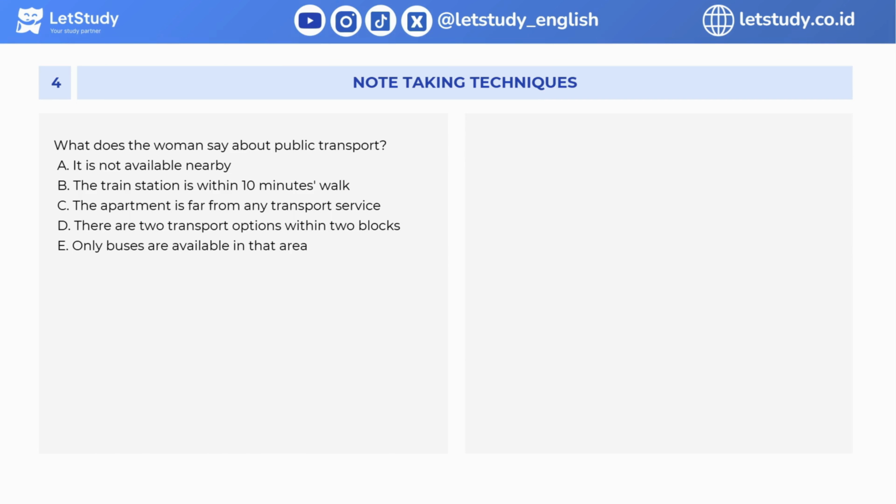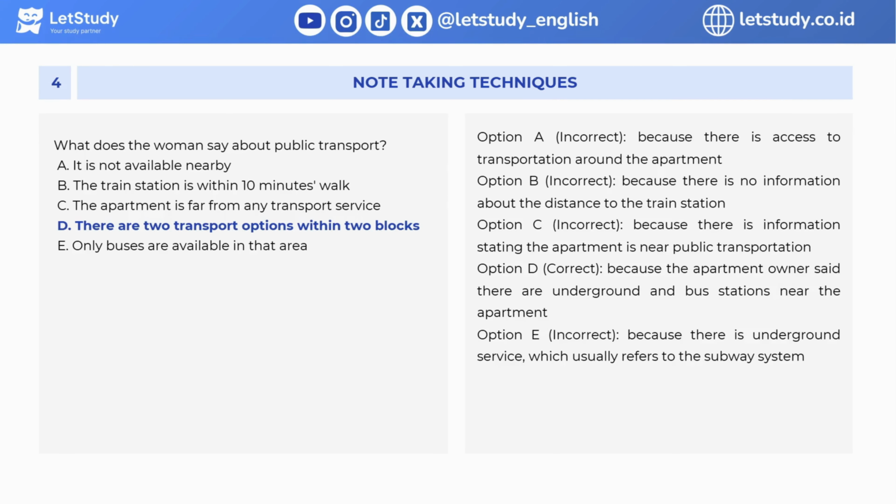Question number 4. What does the woman say about public transport? A. It is not available nearby. B. The train station is within 10 minutes walk. C. The apartment is far from any transport service. D. There are 2 transport options within 2 blocks. And E. Only buses are available in the area. The answer is D. There are 2 transport options within 2 blocks.